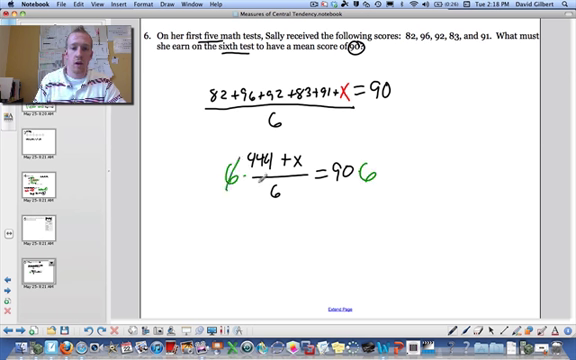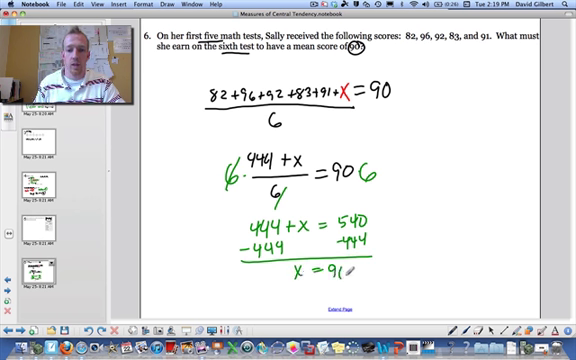and we get 444 plus x equals 540. Then we subtract the 444 from both sides. So we're trying to find x, which would represent that sixth test score. And we get x equals 96. So a 96 will give her an average of 90. Anything higher than 96, obviously, the average would be above 90.